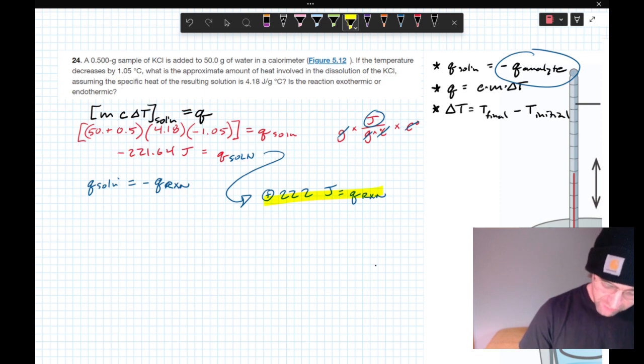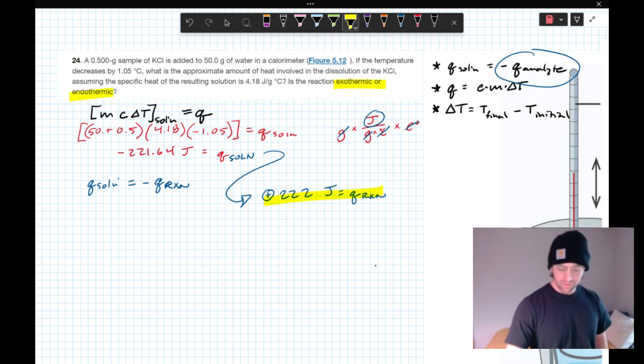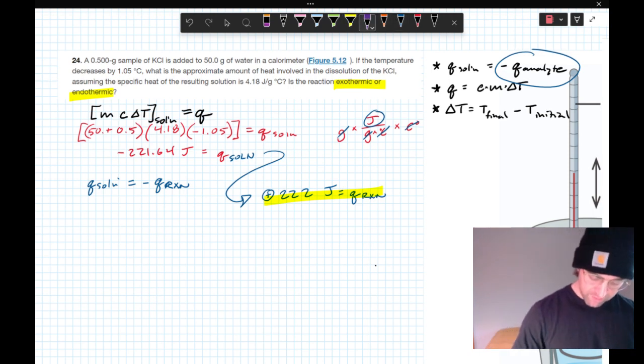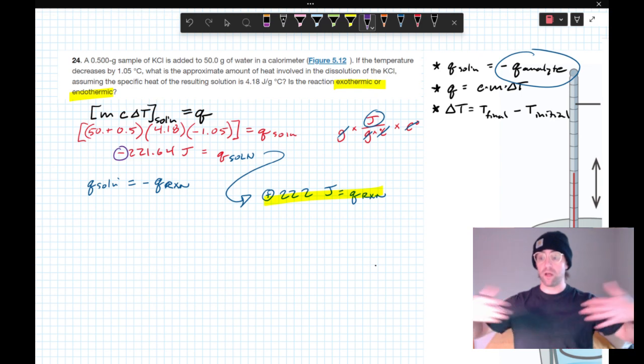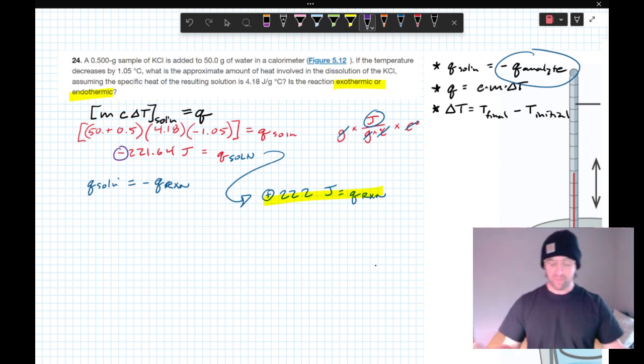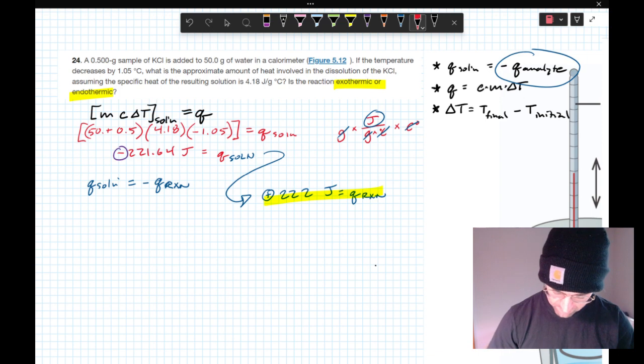And then finally, is the reaction exothermic or endothermic? If we're looking at our signs, negative would generally mean exothermic, heat is being lost from the system of interest. A positive sign means that it's pulling heat in. By definition, that is endothermic, endo into, exo out of. So endothermic.